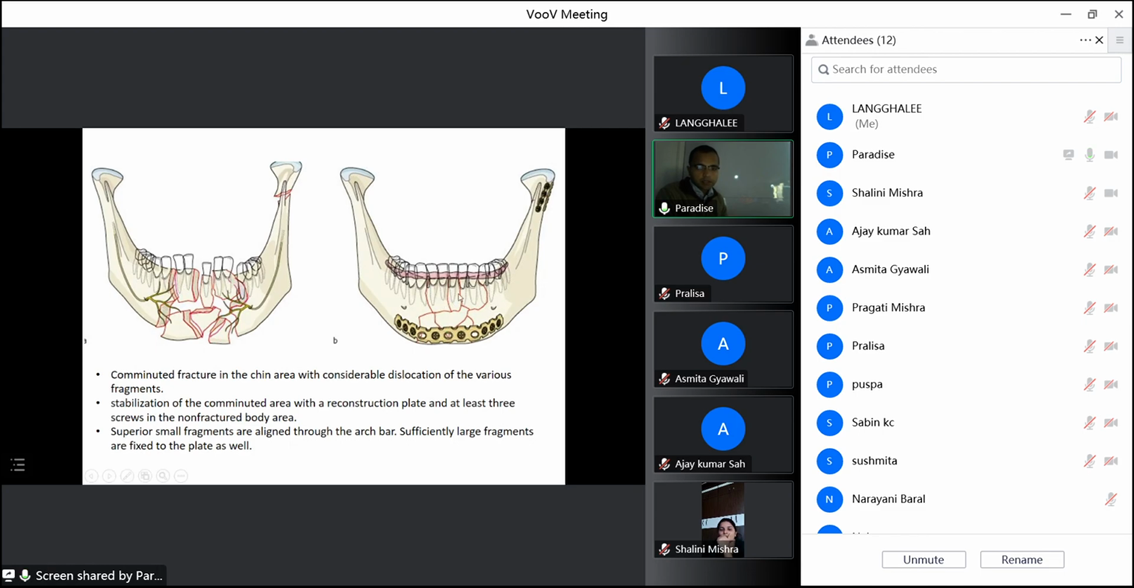In this case, as you can see, the superior fragments are held with the arch bar. The inferior fragments are held with the reconstruction plate. That's why we haven't put any mini plates in this location.